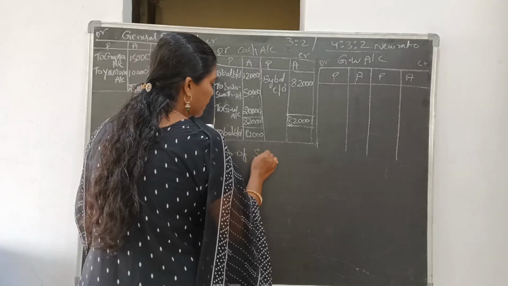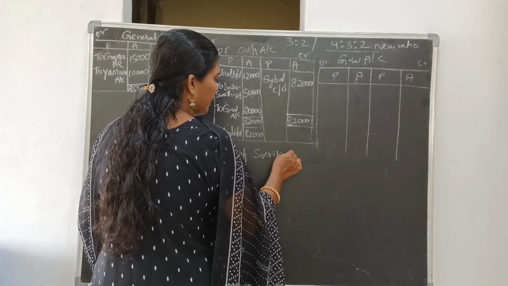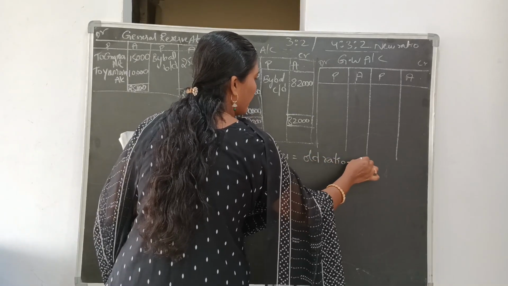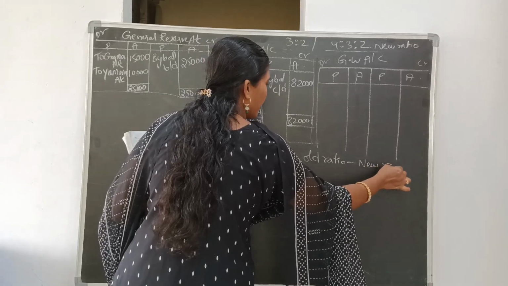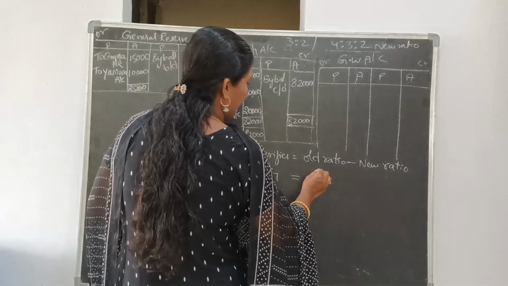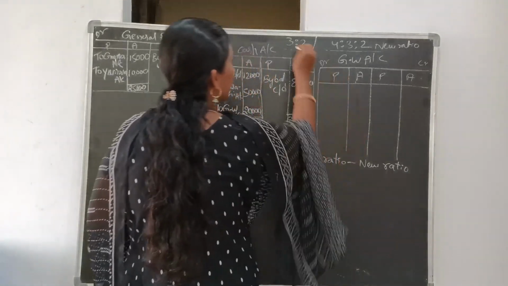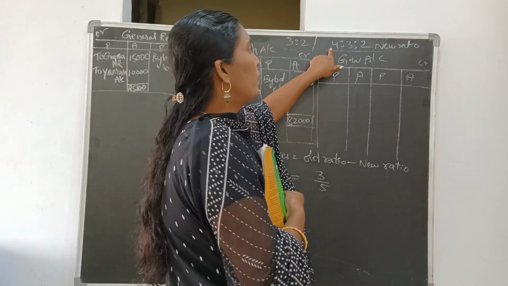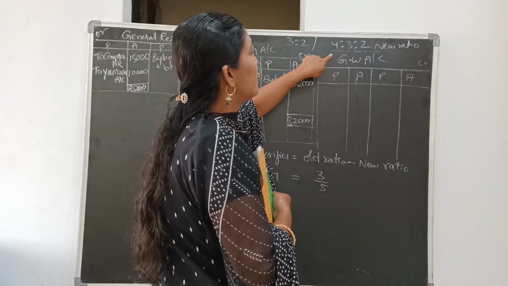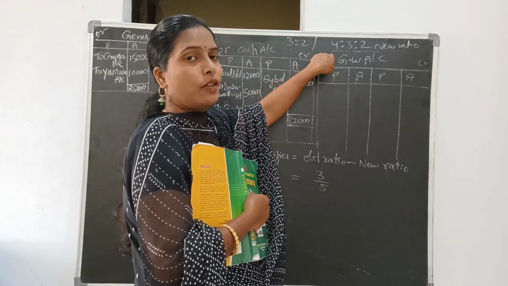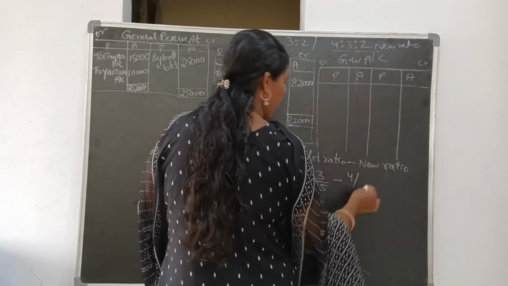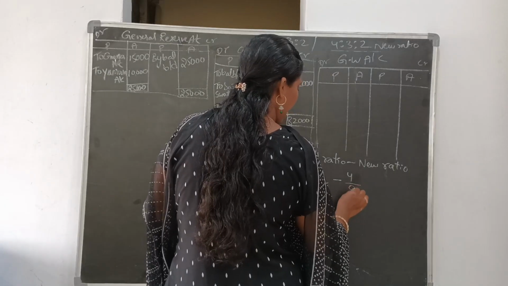Ratio of sacrifice is equal to old ratio minus new ratio. What is the old ratio of Ganga? Old ratio of Ganga is 3/5, and what is the new ratio? 4:3:2. So make the total 9. So 4/9 is the new ratio of Ganga. So minus 4/9.